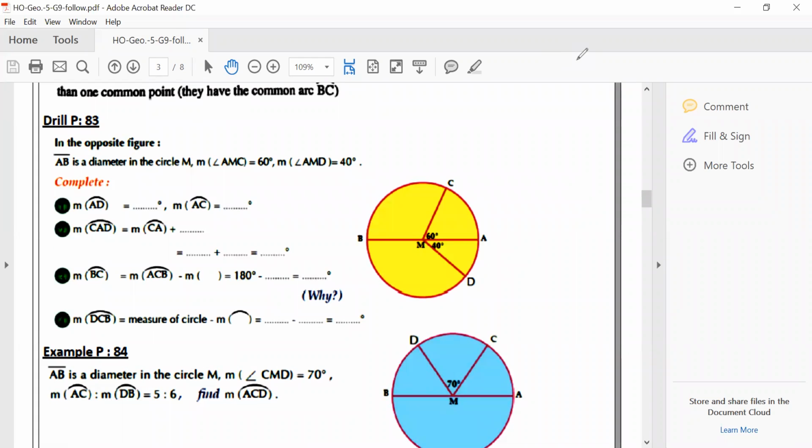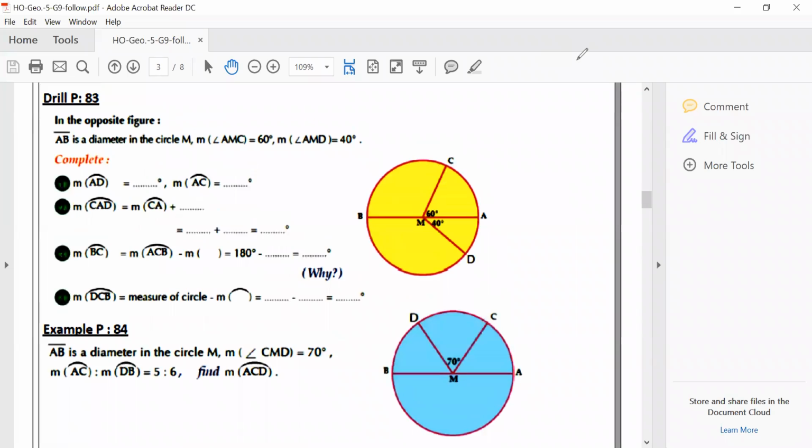I want to complete this one. In the opposite figure, AB is a diameter in the circle. As you see here, I have measure AMC 60 and measure DMA 40. I want to complete measure of AD arc.